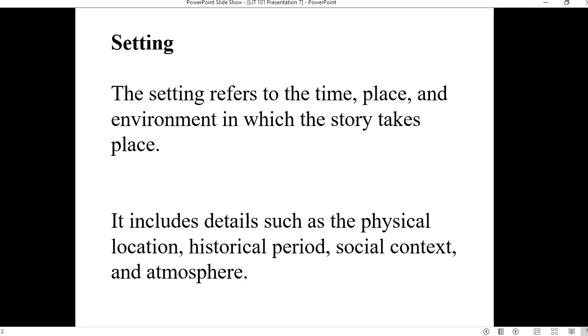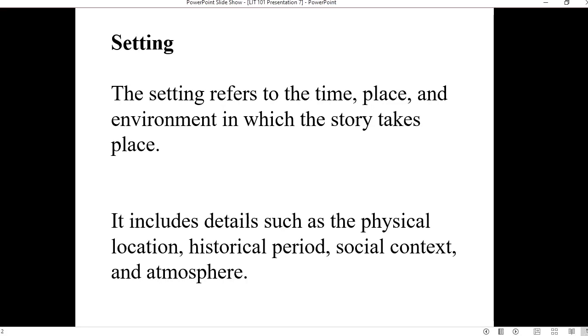So, setting can be divided generally into time setting, which is also called temporal setting, and physical setting, which is also called spatial setting. Whether it is physical or time based, the issues, the discussions, and the interactions in the story will let one know which time the story is talking about, and what place the story is all about.